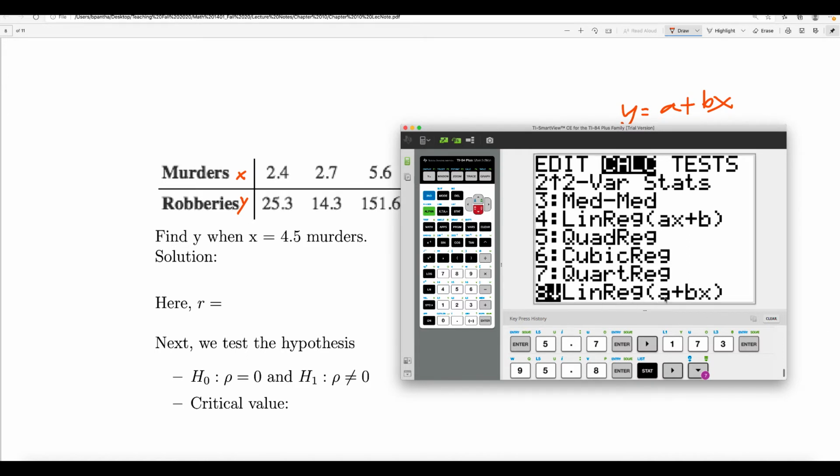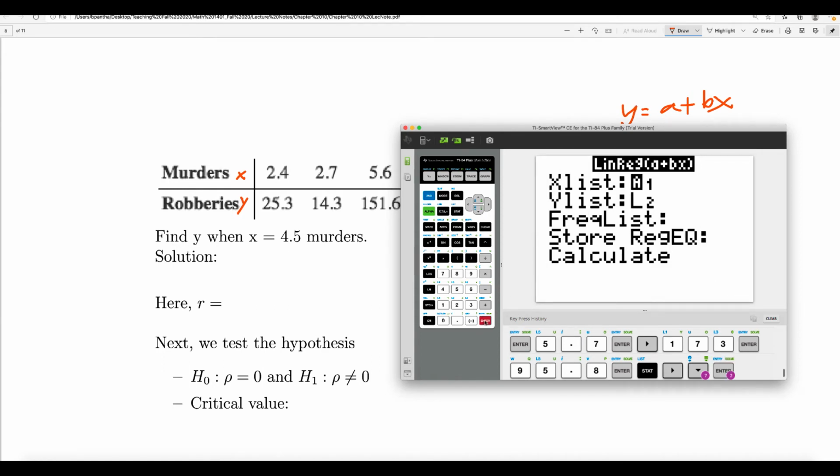A plus bx is number 8, so you can do ax plus b, no problem. Whatever you pick, that equation depends on that. If you do that, you will get a plus bx, but if you do number 4, you will get ax plus b. Okay, so let us enter that. L1 is the x value, L2 is the y value, and go to calculate.